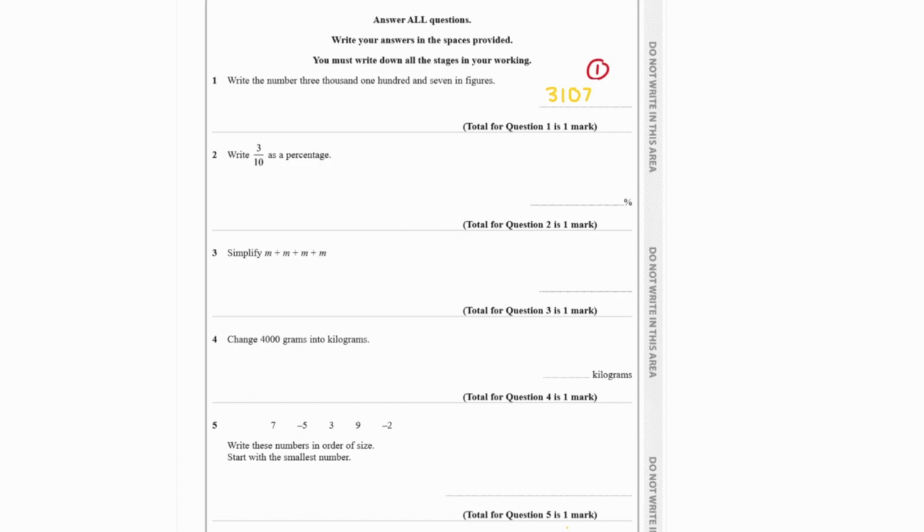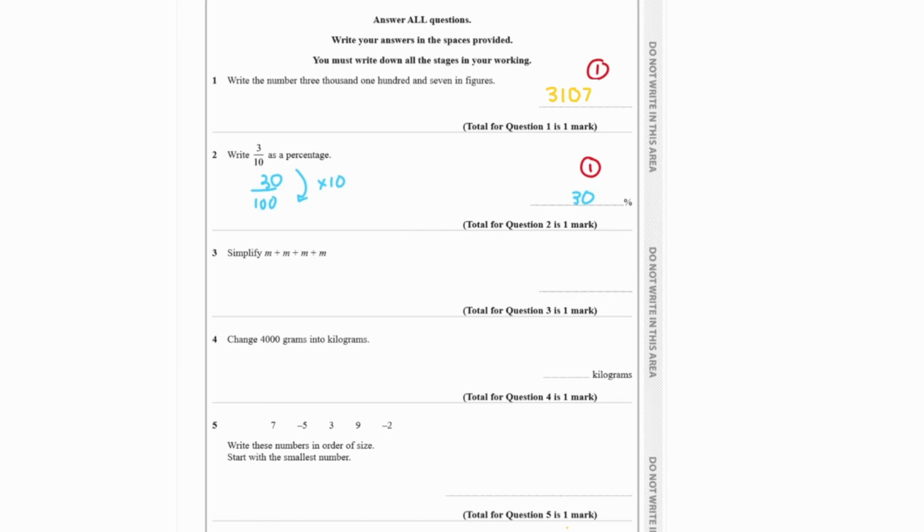Number 2, write 3/10 as a percentage. So in order to make a fraction into a percentage, we need to make it out of 100. And in order to make 10 into 100, we've multiplied by 10. Therefore, we will also multiply the 3 by 10, and that will make it 30%. And this is also worth 1 mark.